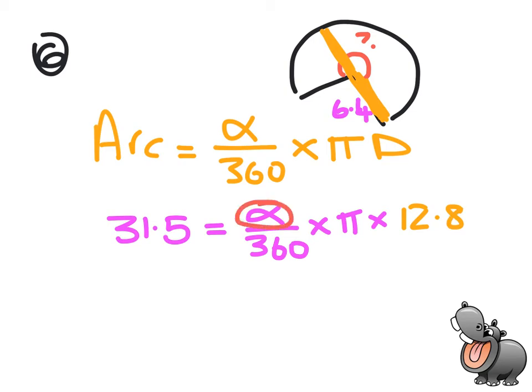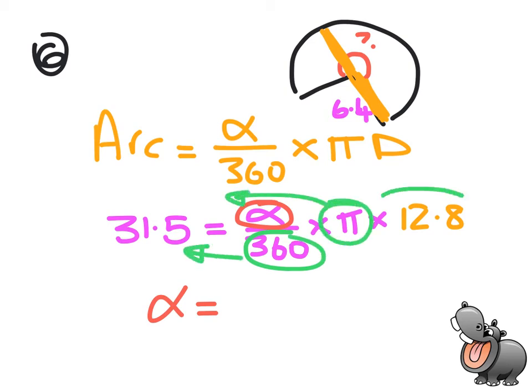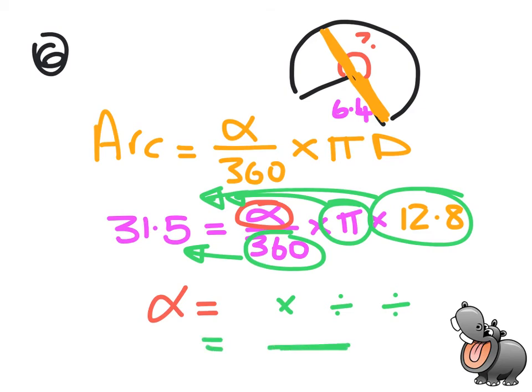Last thing we need to do is we're trying to get alpha on its own. So alpha equals. In other words, the 360 has to go across, the pi has to go across, and the 12.8 has to go across. Now remember, when they all move, they do the opposite. So the 360 becomes times 360, the pi becomes divide pi, and the 12.8 becomes divide 12.8. Do all that, you should get your final answer for the angle.